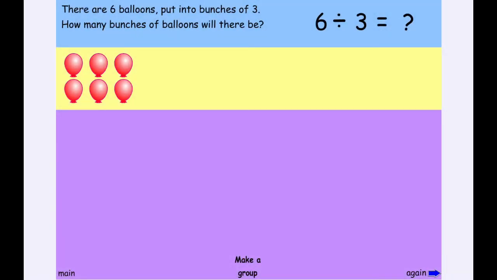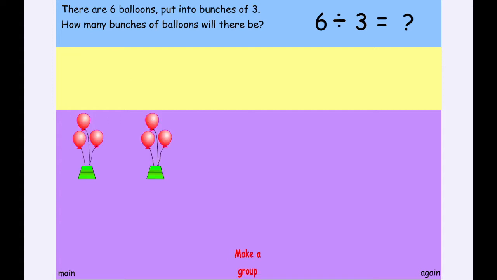Okay, let's answer another one. So if there are 6 balloons and they want us to put them into bunches of 3, how many bunches of balloons will there be? So let's put 3 balloons in the first group, 3 balloons in the second group. I've used them all up. There are 2 groups of 3. 6 divided by 3, so 6 balloons into groups of 3 equals 2.